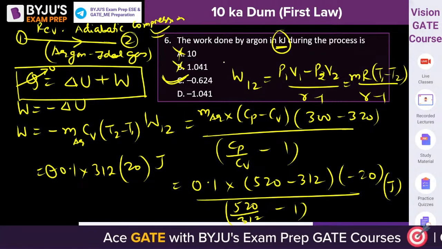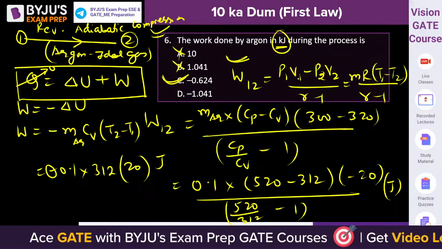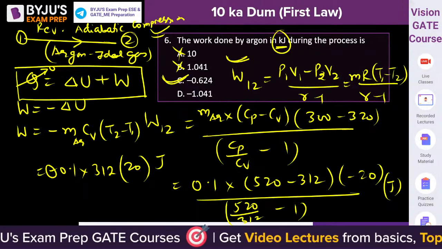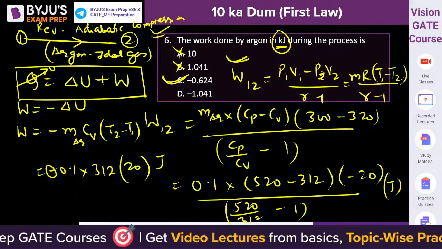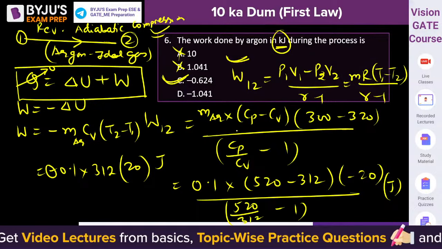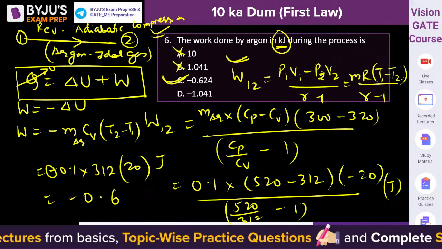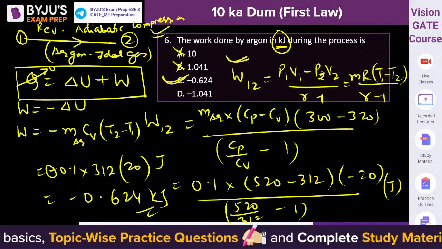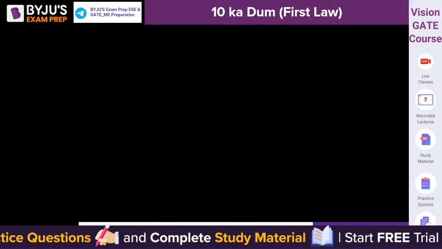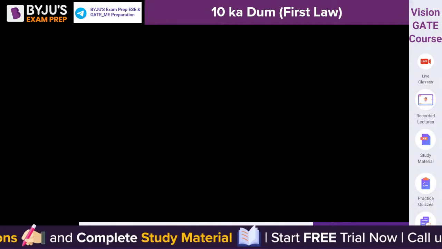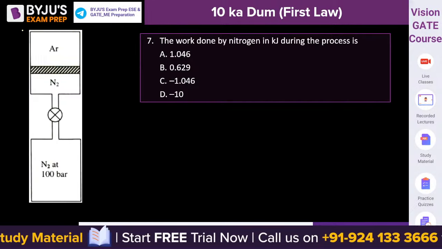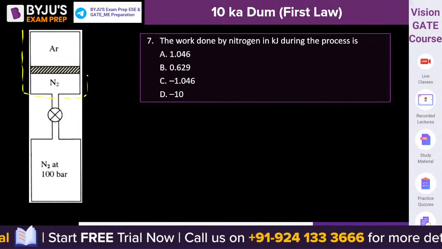ये भी यूज कर सकते हैं या ये यूज कर ले, इसी से आता है ये एक्सप्रेशन. 312 into 20 into 0.1, 624, that is in kilojoule minus 0.624. Now the next part is correct. ऊपर वाला ही सिस्टम है, सिस्टम हमारा यही है. This is our system.